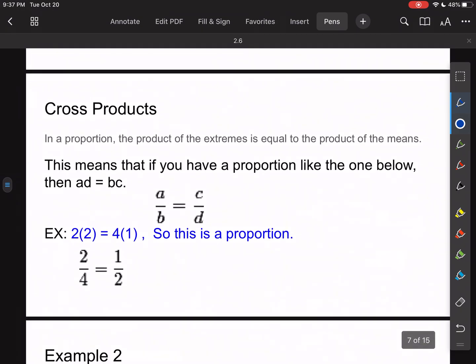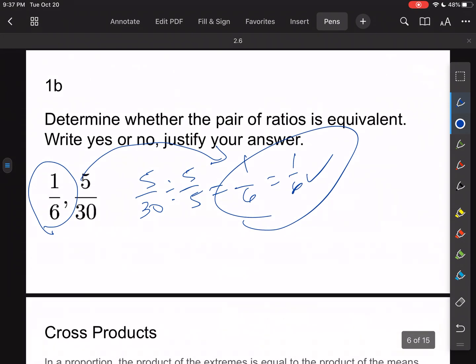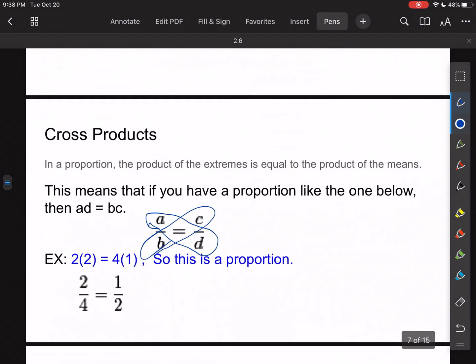But now I want to teach you another way. It is the cross products. In a proportion, you guys, the product of the extremes is equal to the product of the means. What this means is if you have a proportion like A over B equals C over D, then A times D will always equal B times C. And that goes back to this idea up here. If you took 5 times 6, it is equal to 1 times 30, right? There are a lot of ways that we can prove this, but for now, we're just going to learn the rule that cross products exist when we have an equal sign between two fractions.